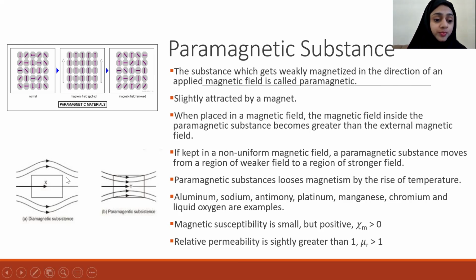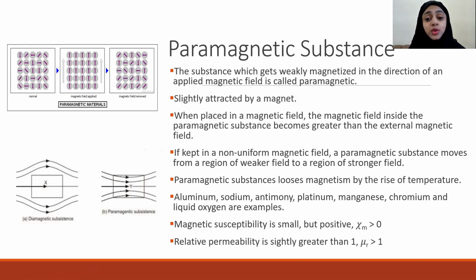As we saw in a diamagnetic substance, the magnetic field lines are pushed away from the body of the material. So this is a diamagnetic substance. While in a paramagnetic substance, they will slightly attract the magnetic field lines into the material. So here you can see the magnetic field lines are denser within the material compared to that outside.